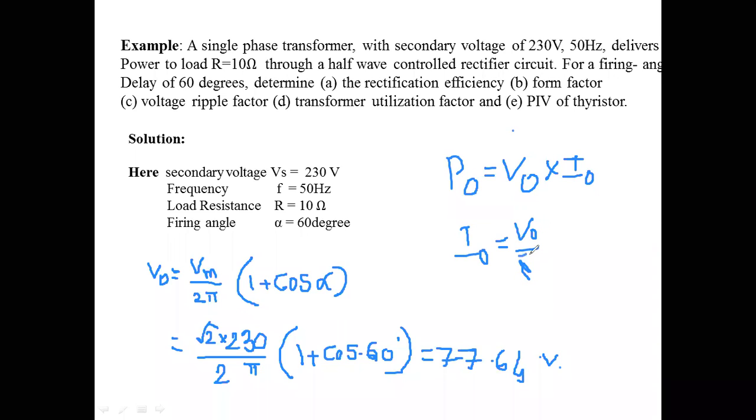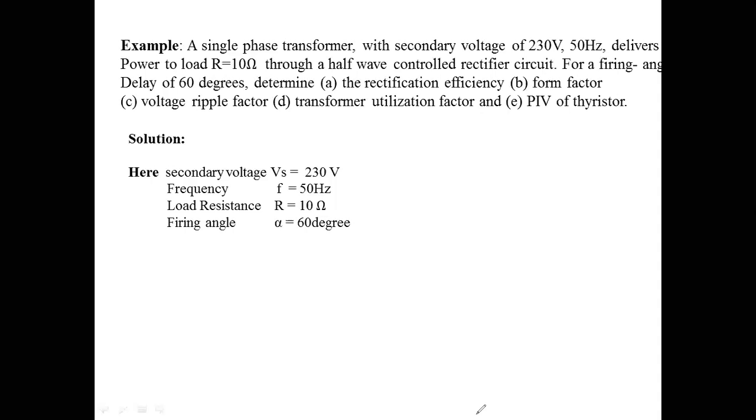This R is the resistive load, R equal to 10 ohms. V naught is 77.64, divided by 10. We are getting 7.764 amperes as the I naught value. Then you can calculate the total output power with respect to DC, which is 602.8 watts.